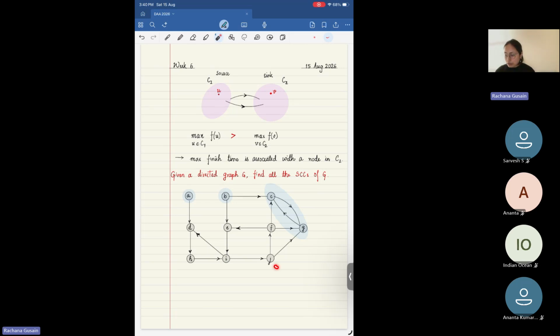You also see that this part is also a cycle: E to I to J, J to F, and F to E. That is also a cycle. So this is also strongly connected. This is also strongly connected. Can I merge these two and say that the entire set of remaining vertices is a strongly connected component?